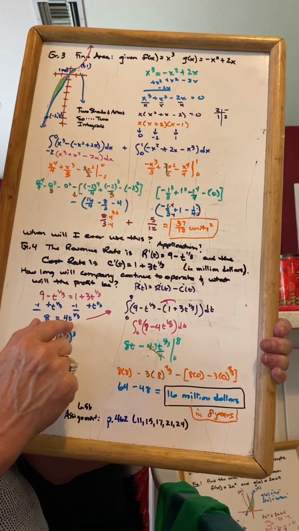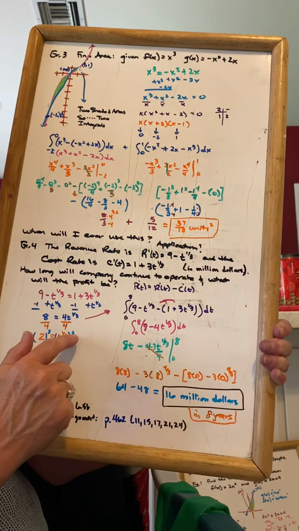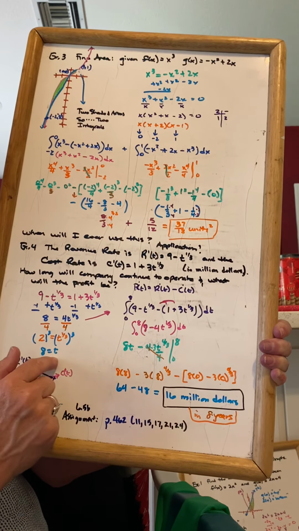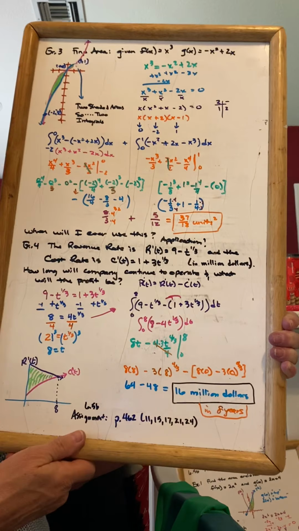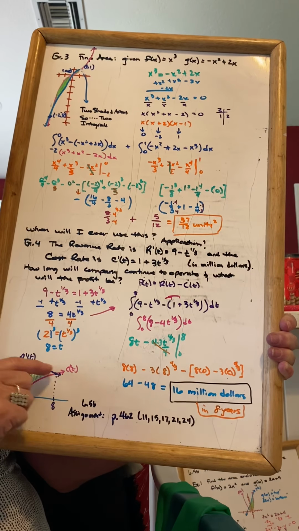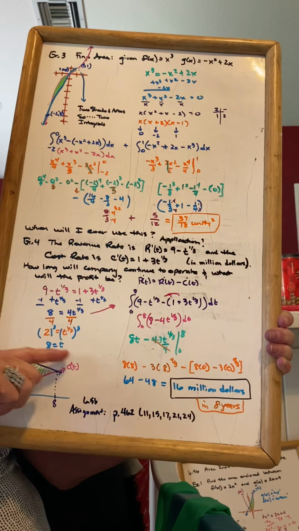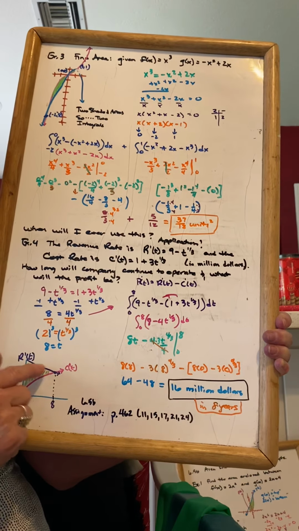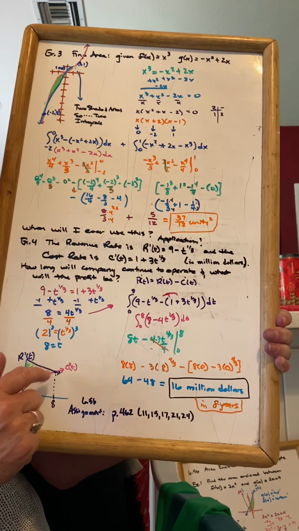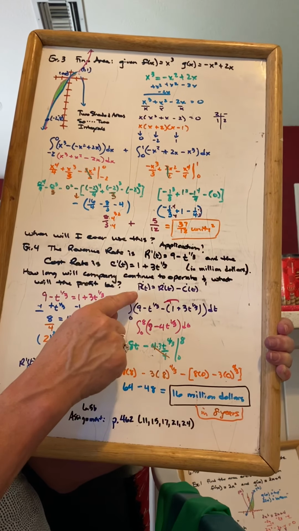8 equals 4t to the 1/3. I divided by 4. 2 equals t to the 1/3. I cube both sides and I get 8 equals t. Guess what? That's how many years they're going to be profitable. Okay, if you also look at the graph, the revenue goes down, the cost goes up, the shaded area between is there, and there's your 8. So where do you need to go? Is from 0 to 8 years.